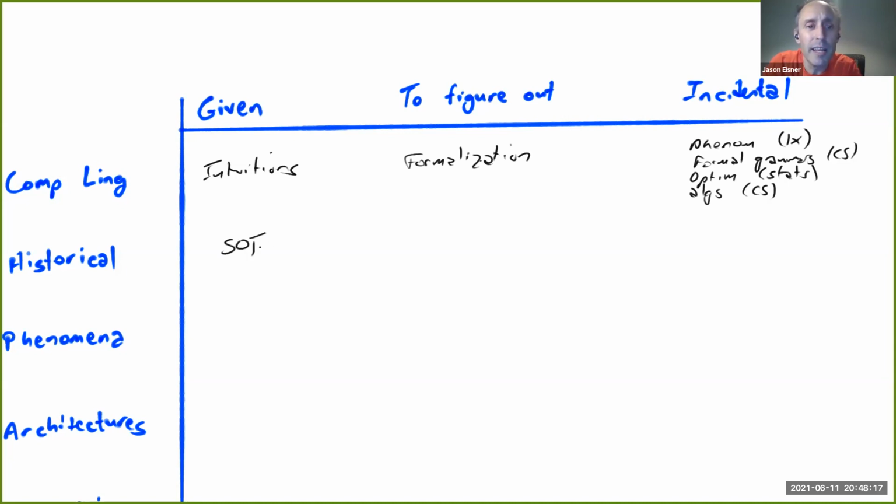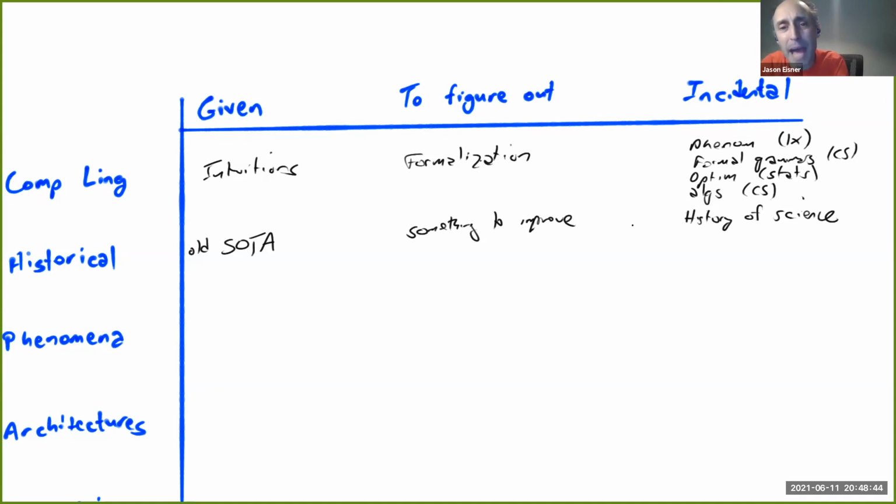Another way you might organize a course is historically. So you say what's given at every unit of this class is the state of the art as it was then, the old state of the art, and what's to figure out is something to improve. What you get here incidentally is history of science. You get to see the paradigm shifts. That empowers students as engineers to step back and understand how people have locked themselves into a local optimum and how they might unlock that. So all the times we've looked at the state of the field and said, this isn't quite right.